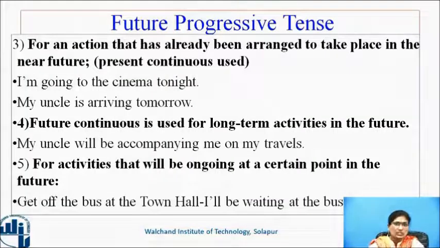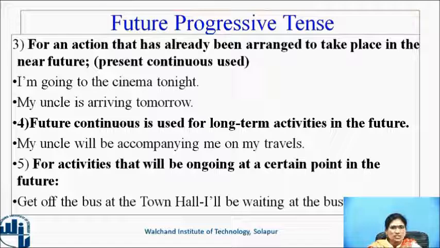For an action that has already been arranged to take place in the near future, instead of using future progressive, we use present continuous tense. I am going to the cinema tonight. My uncle is arriving tomorrow. Future continuous tense is used for long-term activities in the future. For example, my uncle will be accompanying me on my travels.